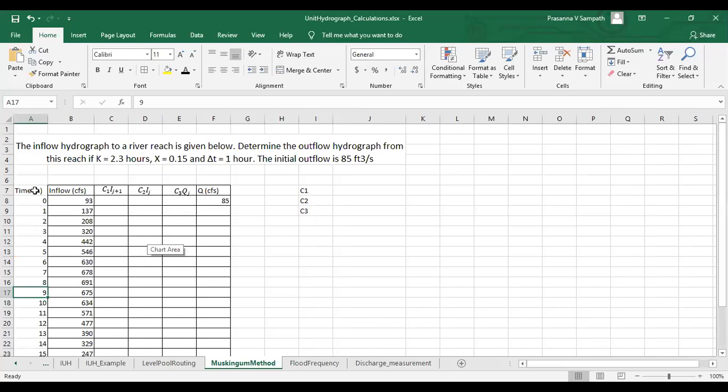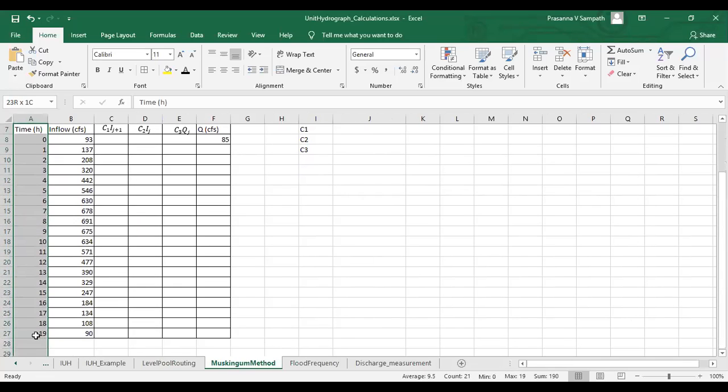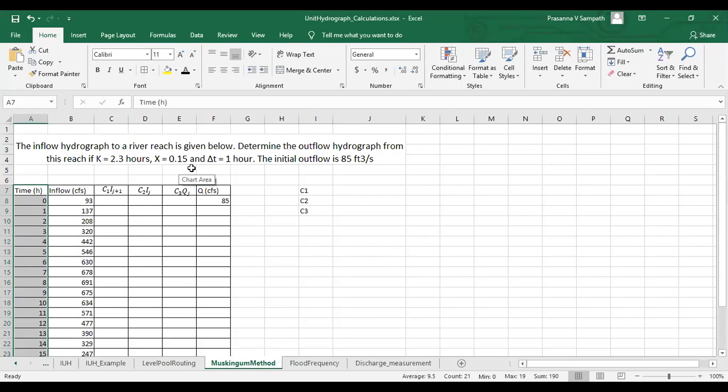Okay. So here's the problem statement. The inflow hydrograph to a river reach is given below. Determine the outflow hydrograph from this reach if k equal to 2.3 hours, x equal to 0.15, and delta t equal to 1 hour. The initial outflow is 85 cubic feet per second. So you know that at time t equal to 0, the outflow is 85 cubic feet per second. That's given over here.